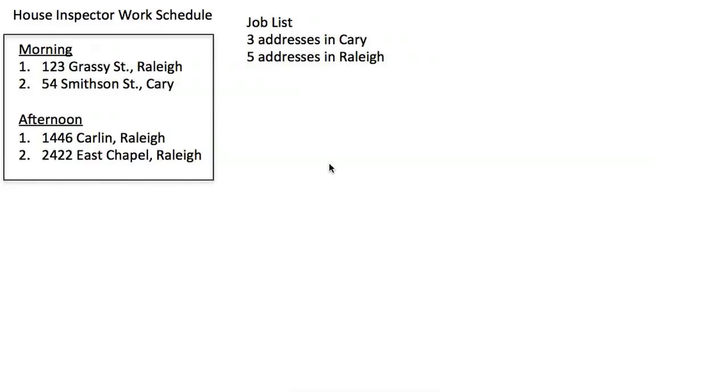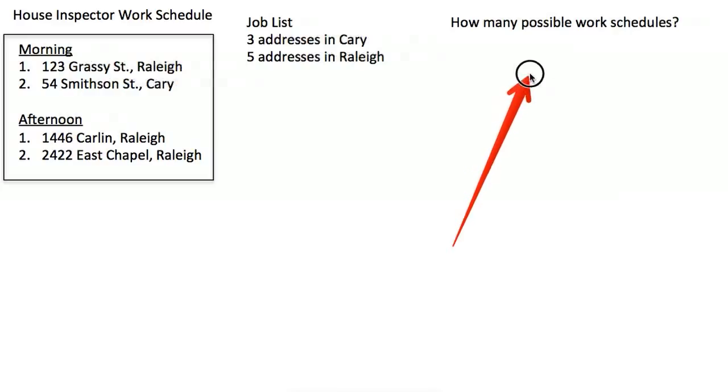We're going to assume that the inspector is working from a job list that has 8 pending inspections, 3 of them being at Cary addresses and 5 of them being at Raleigh addresses. So whatever goes on the work schedule will be from these 8 addresses on the job list. The first question we're going to consider is how many possible work schedules could be made up based on this job list and this kind of work schedule.